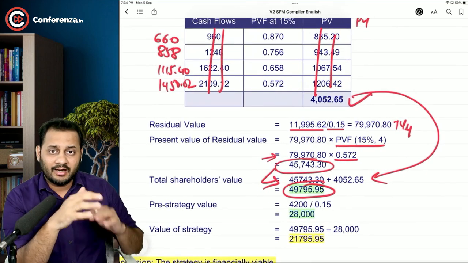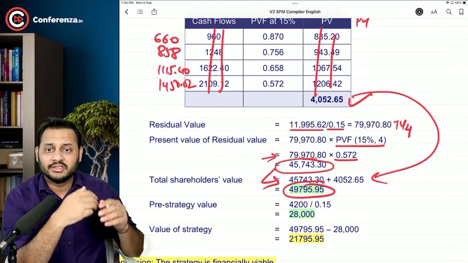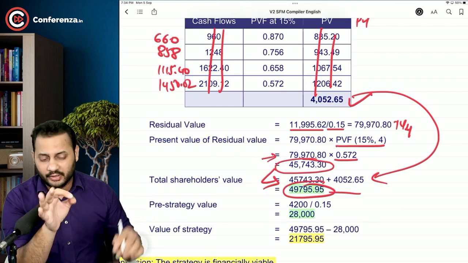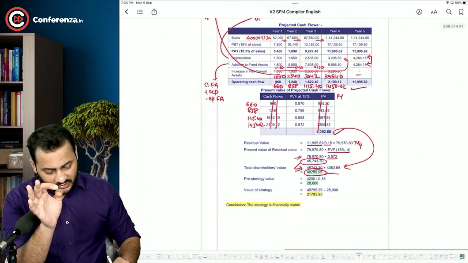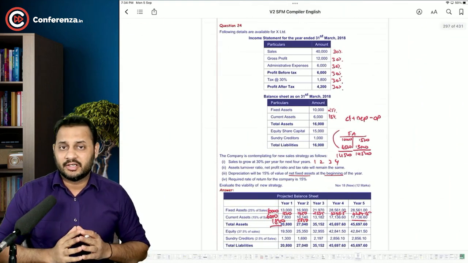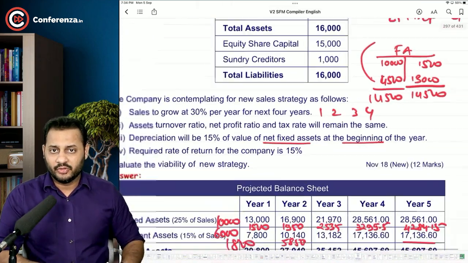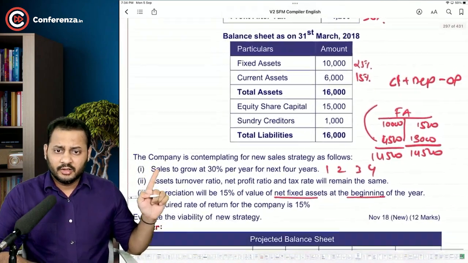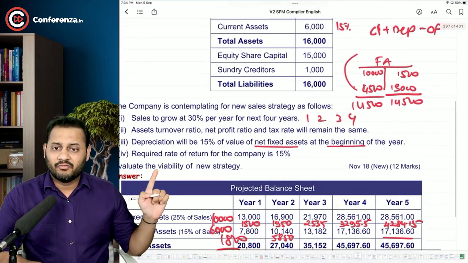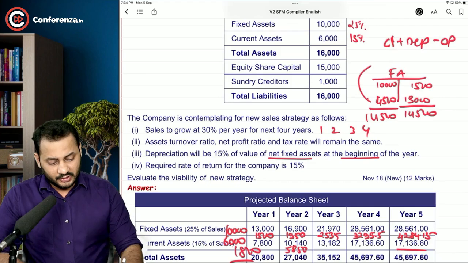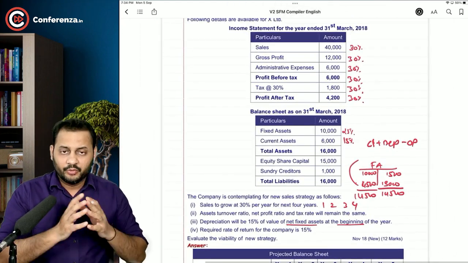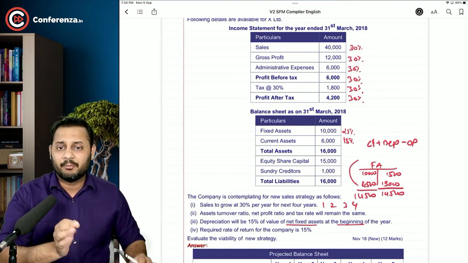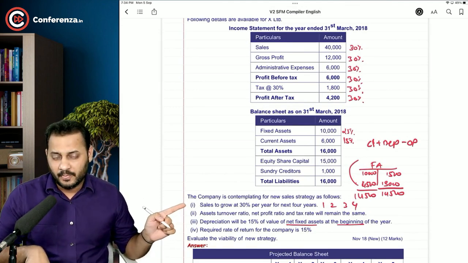So after implementing the new strategy, the value of the company will be 49,795.95. Now understand, the question is asking us about the value of the strategy, not the value of the company. Do you understand the difference? See, the question is saying evaluate the viability of the new strategy. So what does that mean? If we do not implement the new sales strategy, what will happen? This growth won't happen. Simple.